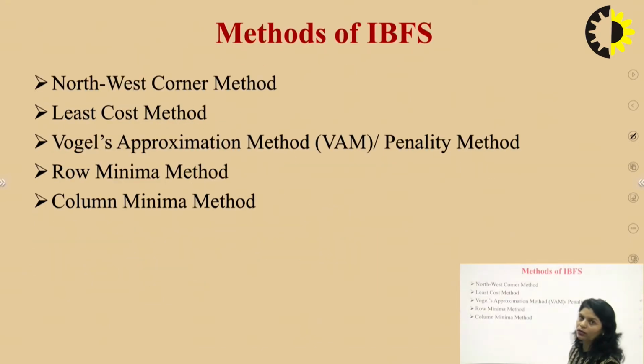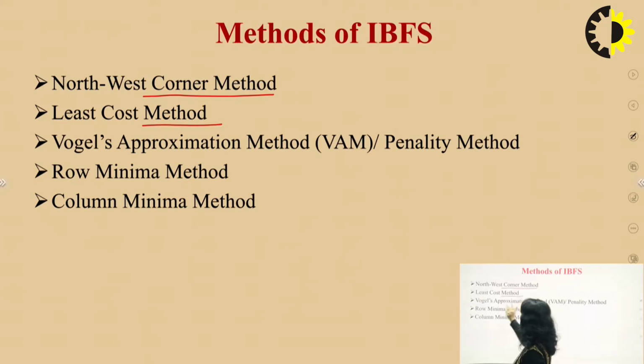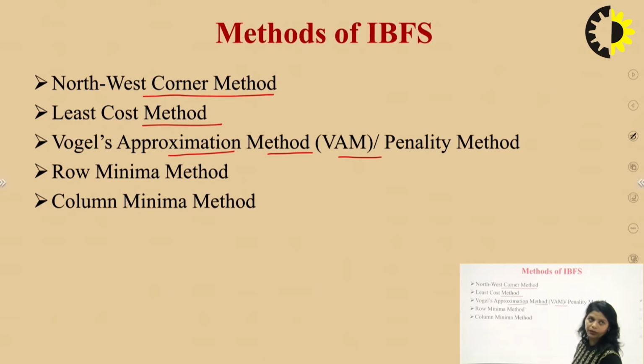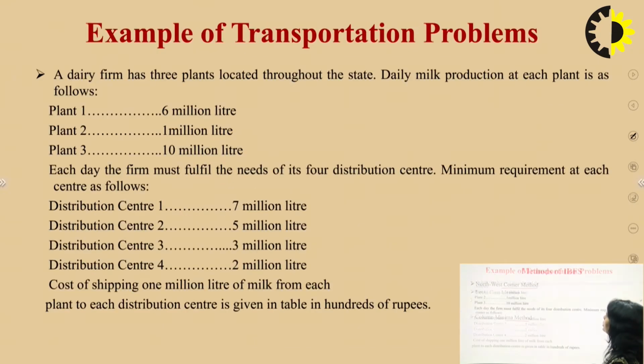Now we come to the different methods to find the initial basic feasible solution. We will use these 5 methods for solving the transportation matrix. The first one is the northwest corner method. The second one is the least cost method. Then we have Vogel's approximation method, also known as the VAM method or the penalty method. Then we have the row minima method and the column minima method. These are the methods we are going to use in the coming slides.